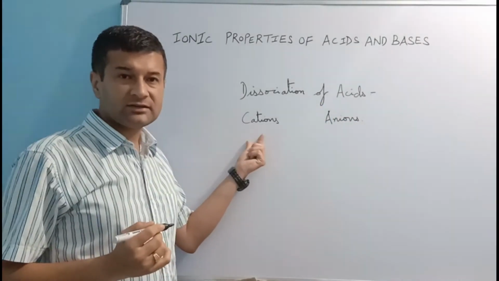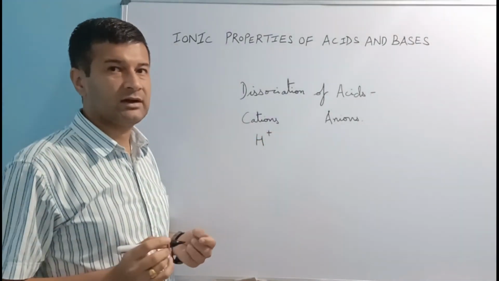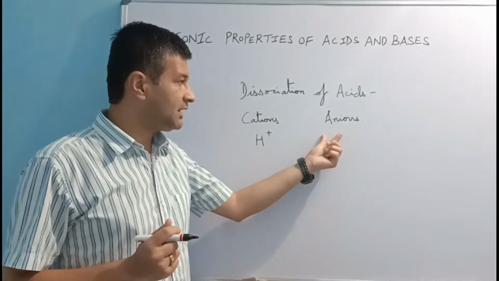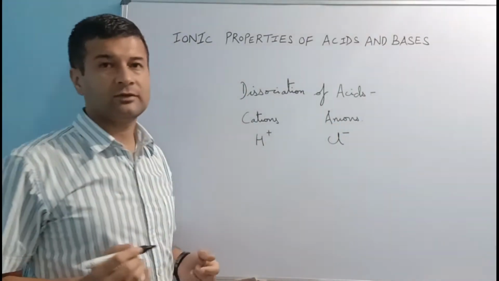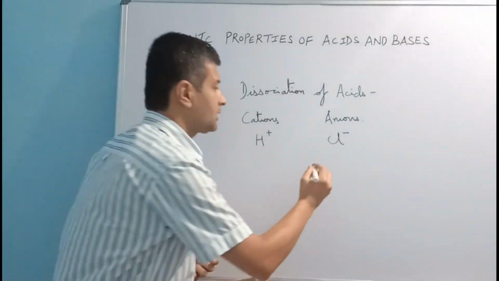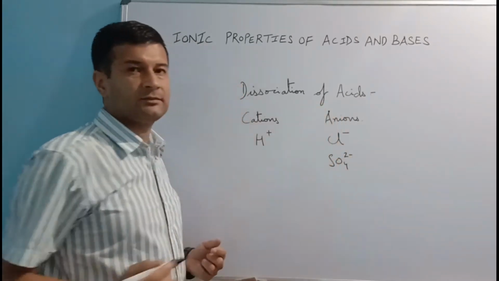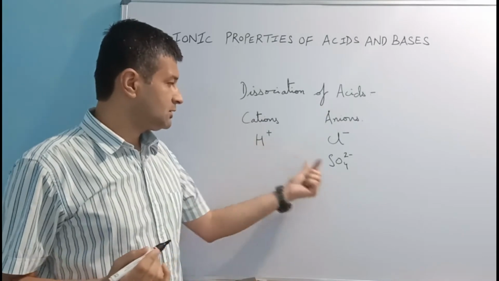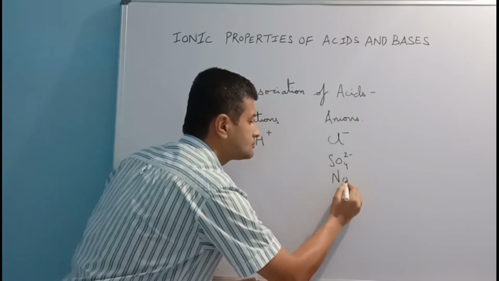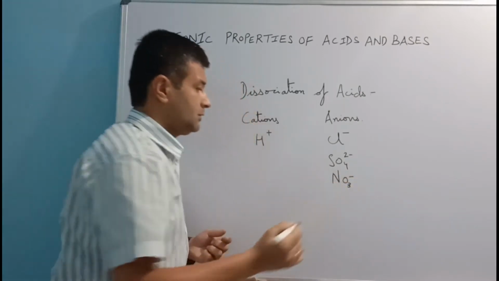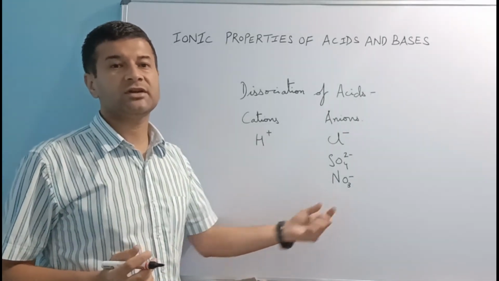So acid contains hydrogen ions as cations and contains anions such as, in case of HCl, Cl minus; it contains SO4 2 minus in case of sulfuric acid; and NO3 minus in case of HNO3, that is nitric acid.